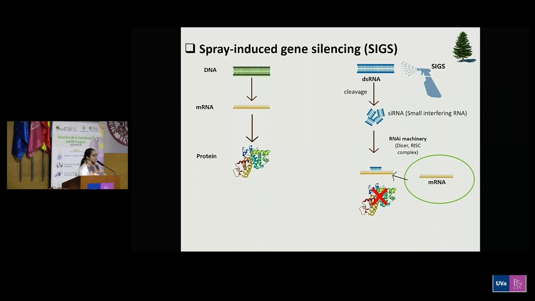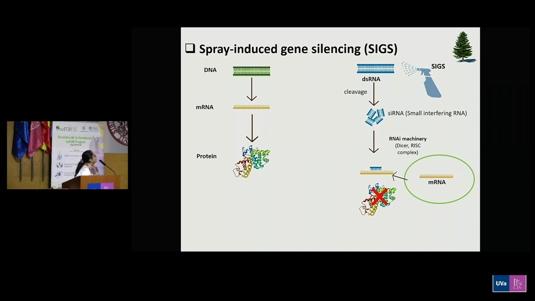Now I will talk about spray-induced gene silencing, but first of all, let's recall the central dogma, because most of us are from a biological background. We have DNA, and this DNA is transcribed into mRNA, which has all the genetic information, and then it forms the protein, which has regulatory functions in our body.